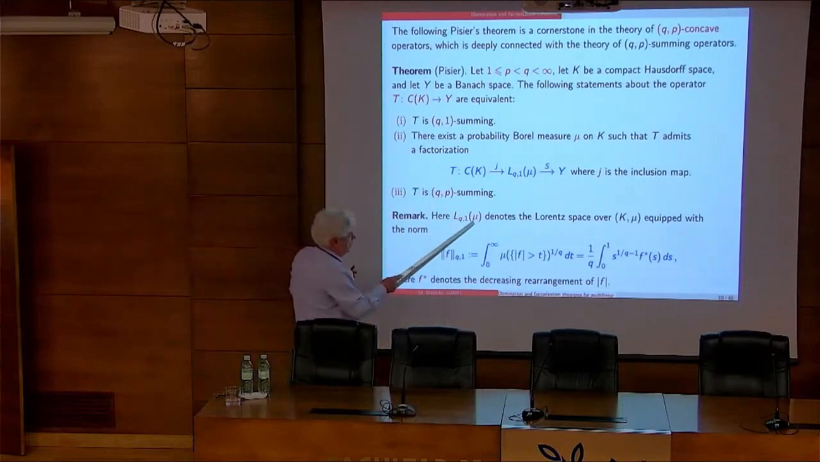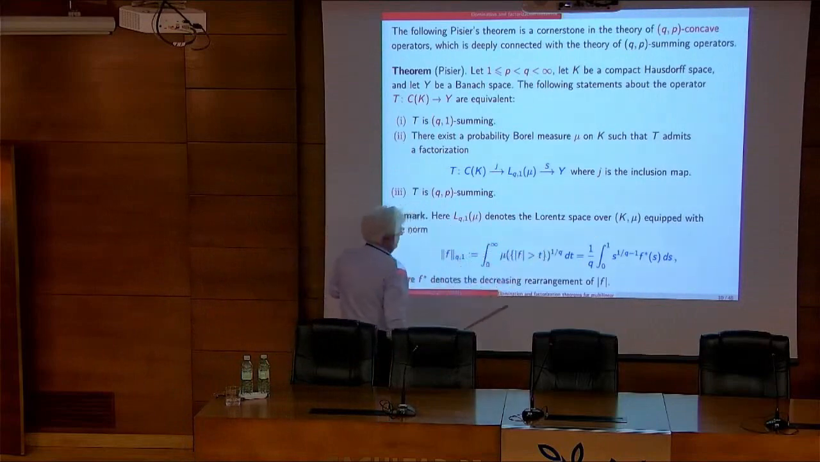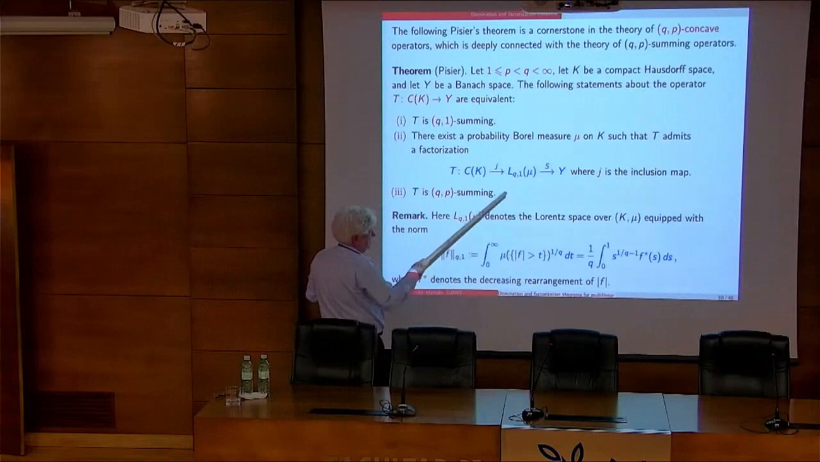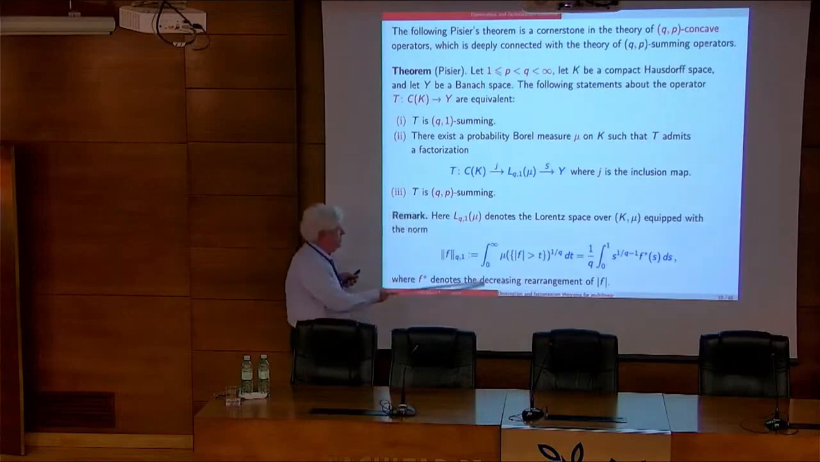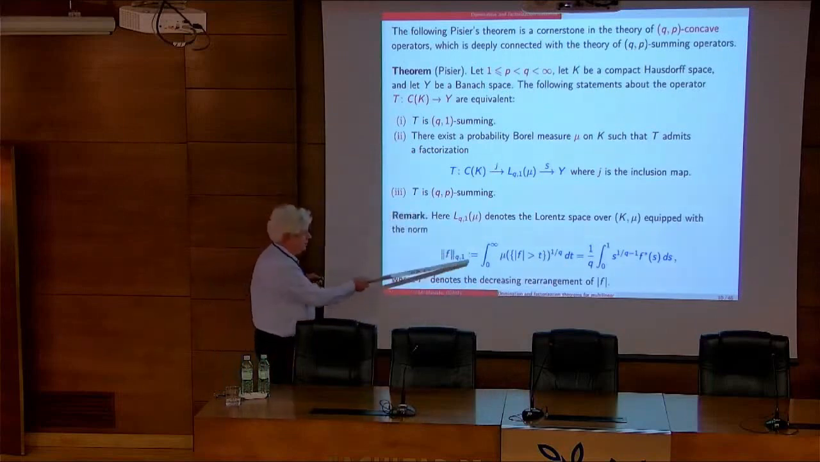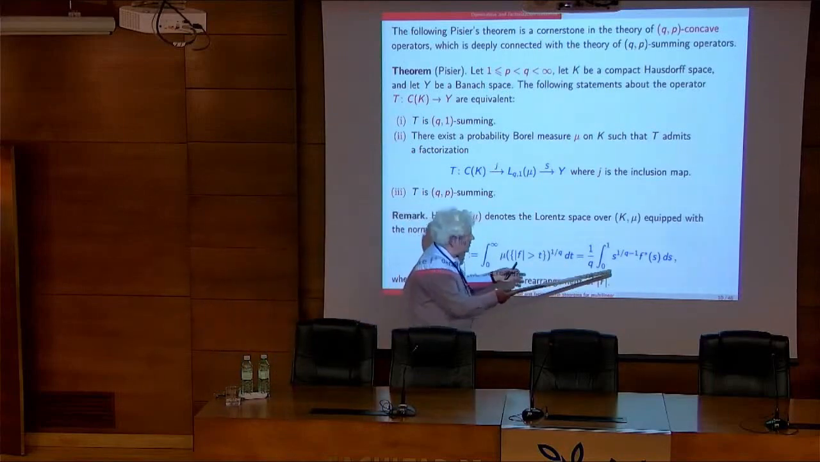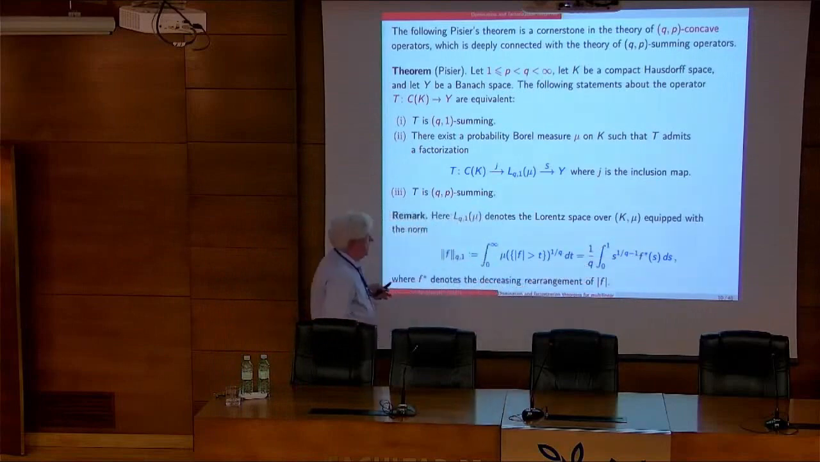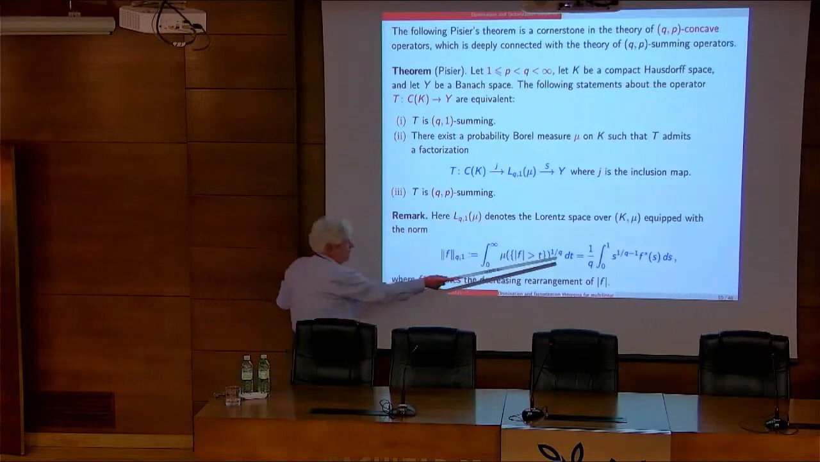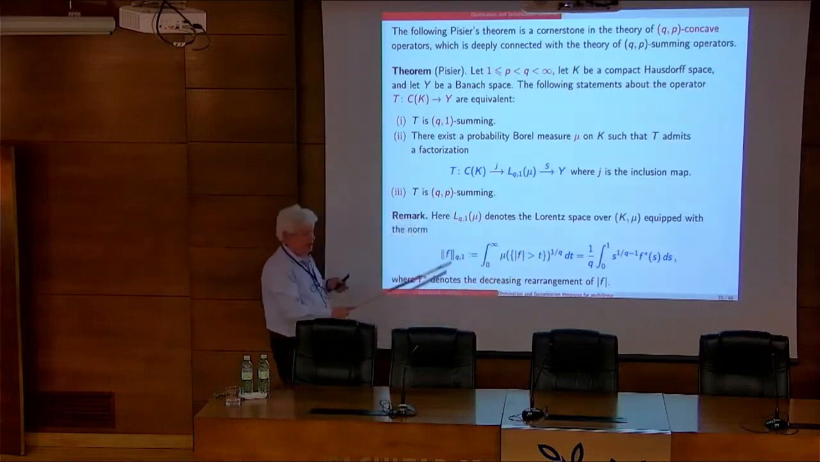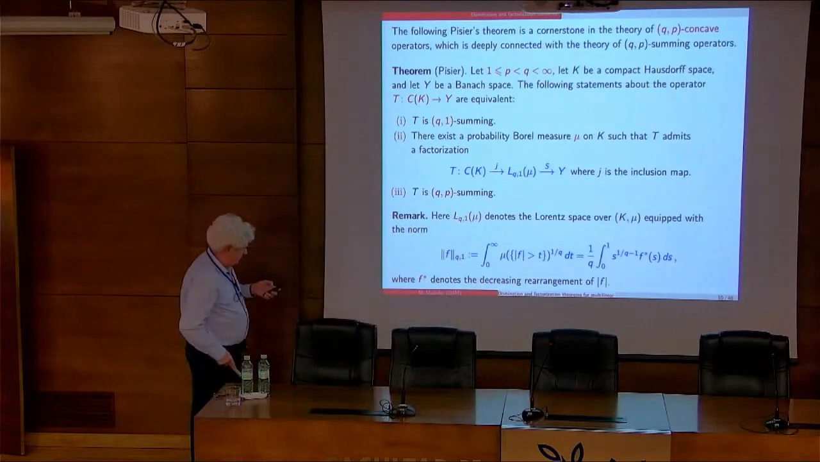So this is a Lorentz space, which we may define on any measure space. So this is in this case the space of all measurable functions for which the distribution function to power 1 over Q belongs to L1 on R plus. So in terms of the rearrangement of f, the rearrangement is the generalized inverse of this function, and can be written this way.